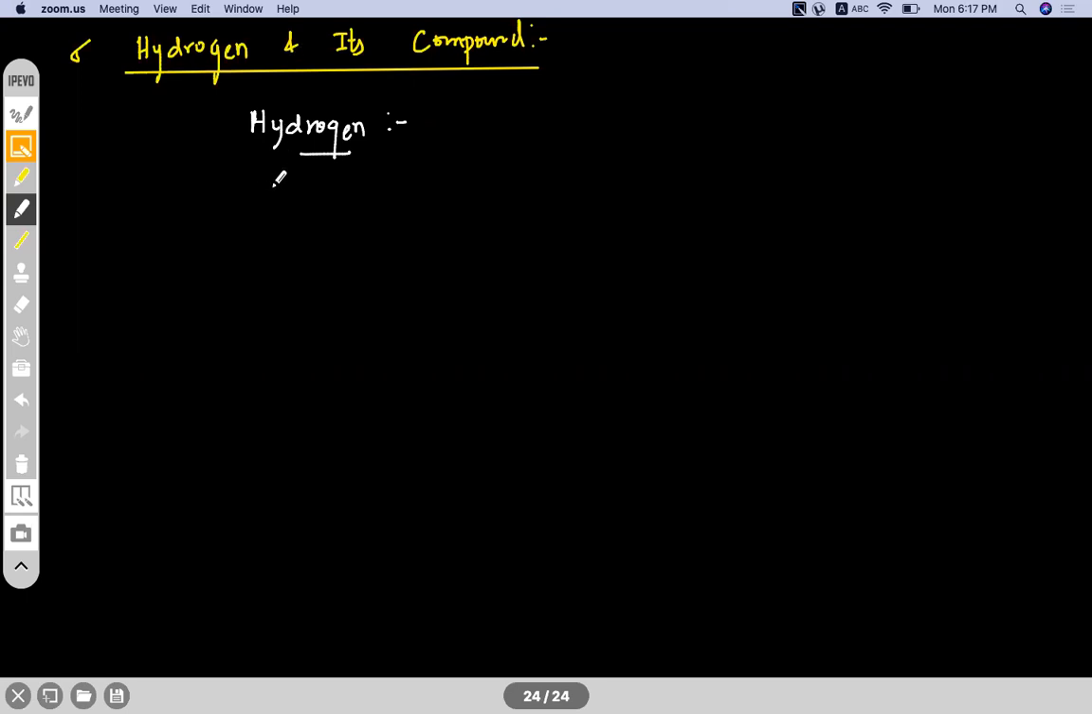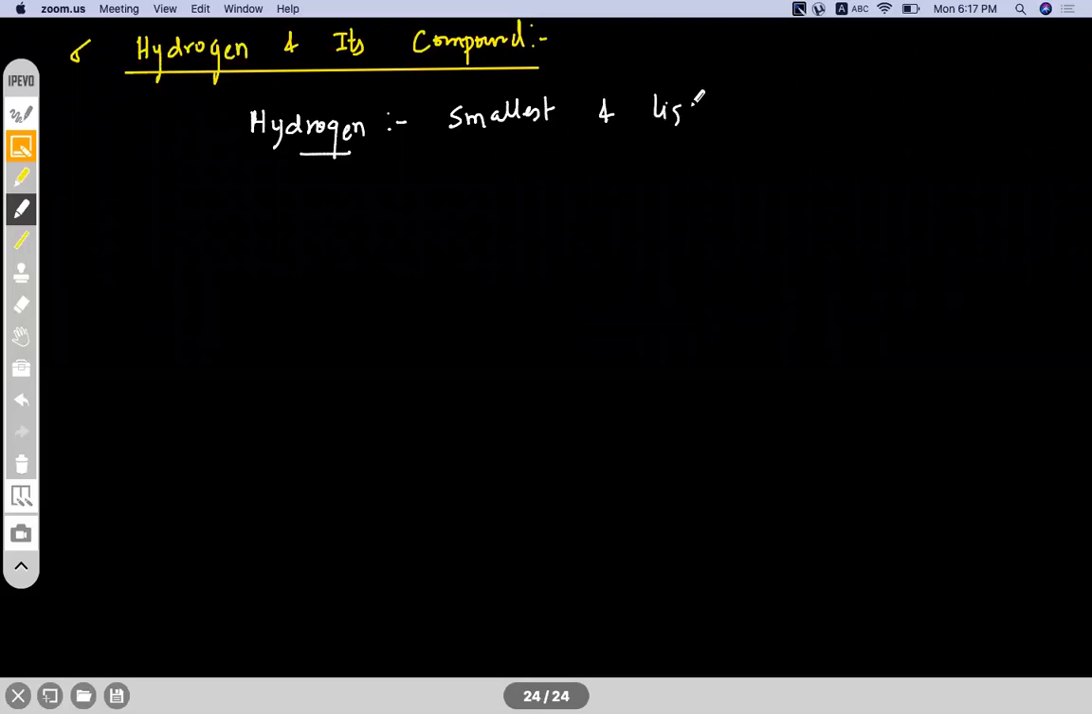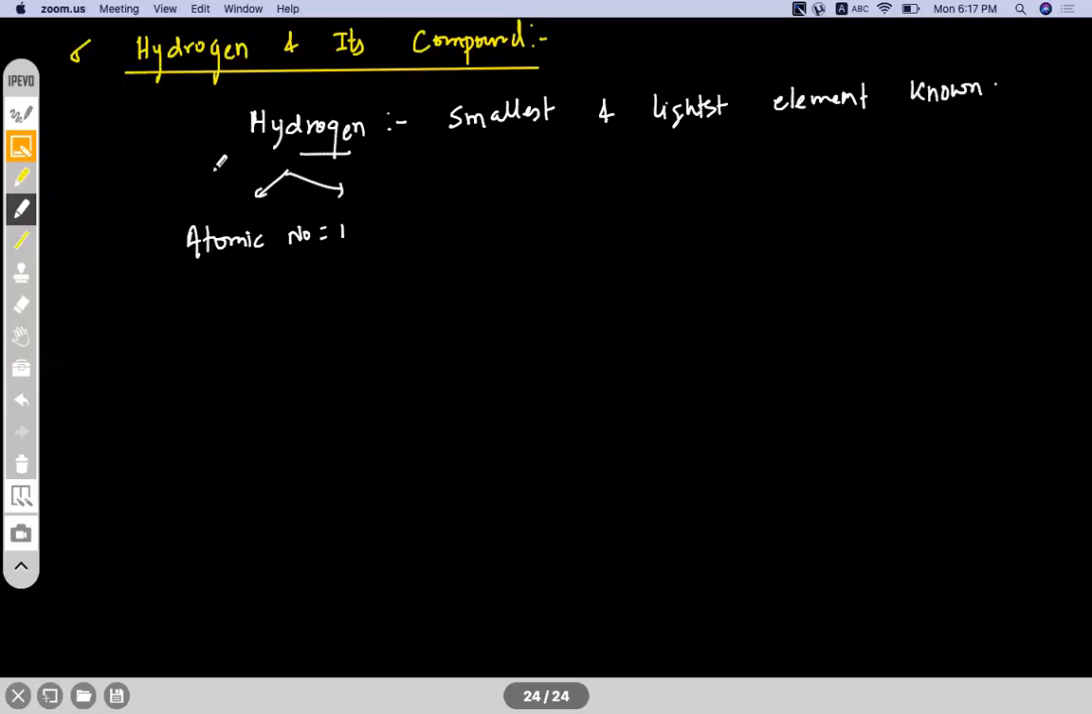So what is hydrogen? Hydrogen is the smallest and lightest element known. Its atomic number is 1. Number of electrons is 1, number of protons is 1, number of neutrons is 0.